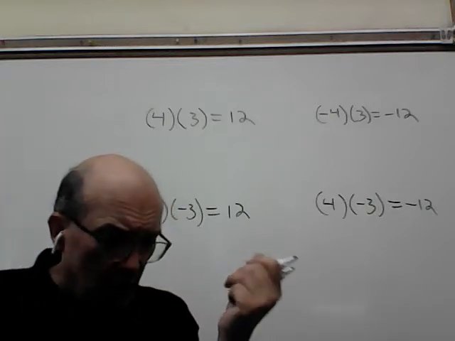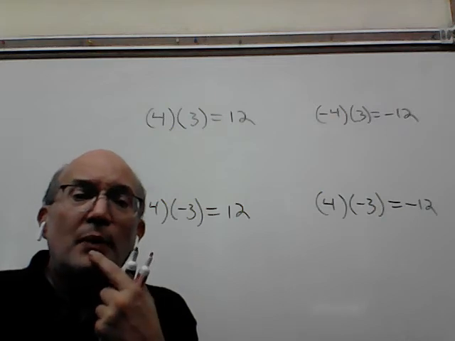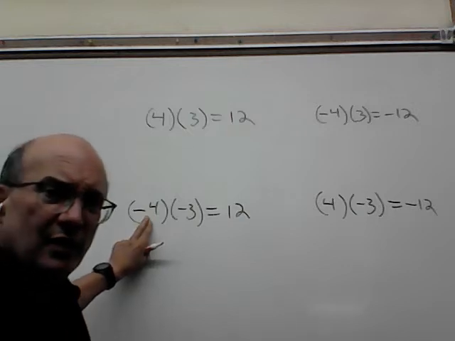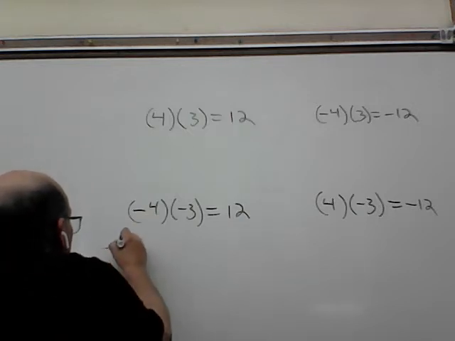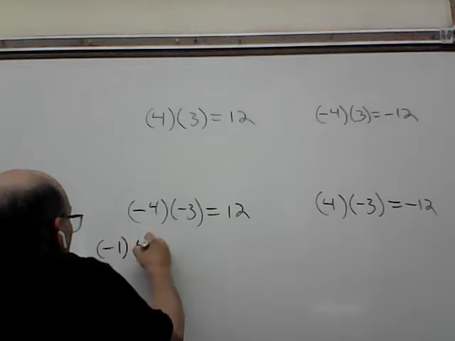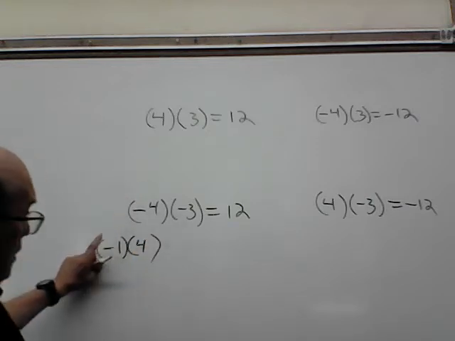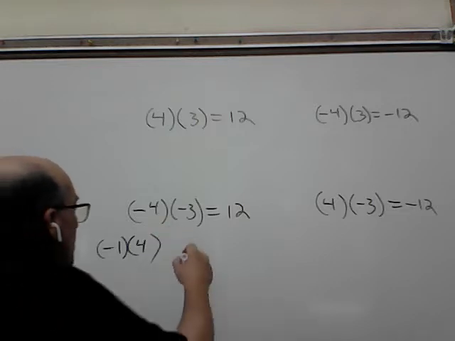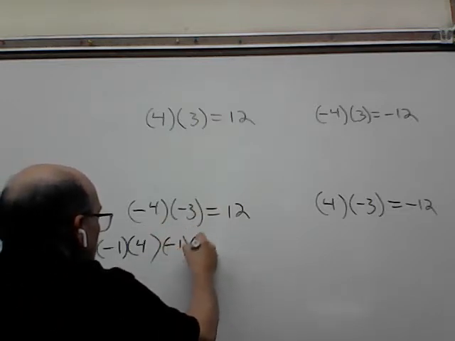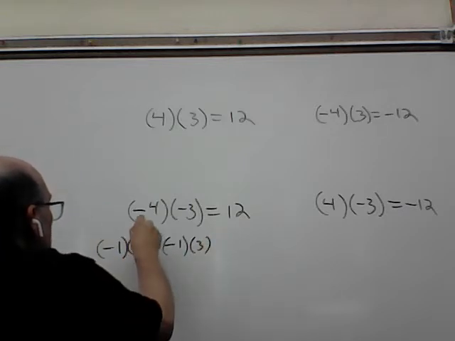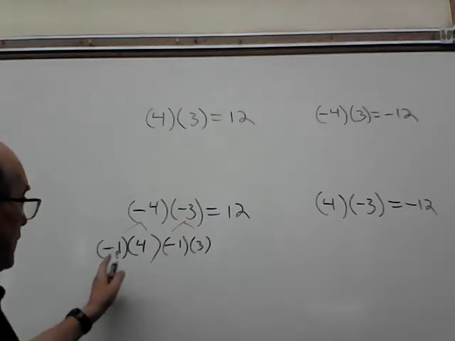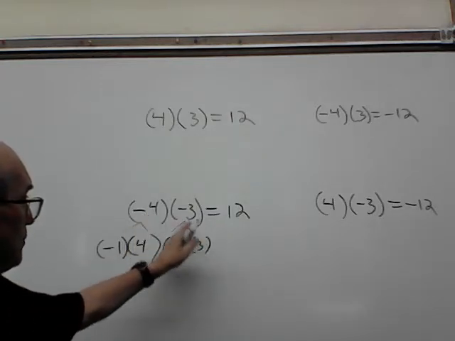Well, we're going to use what we just learned a couple of different times. So here we have the opposite of 4. How can we rewrite the opposite of 4? We can rewrite it as negative 1 times 4, right? When you multiply a number by negative 1, you get its opposite. So when you multiply 4 by negative 1, you get negative 4. Let's do the same thing to negative 3: negative 1 times 3. We're just rethinking each of those numbers in terms of negative 1 times 4 being negative 4, and negative 1 times 3 is negative 3.